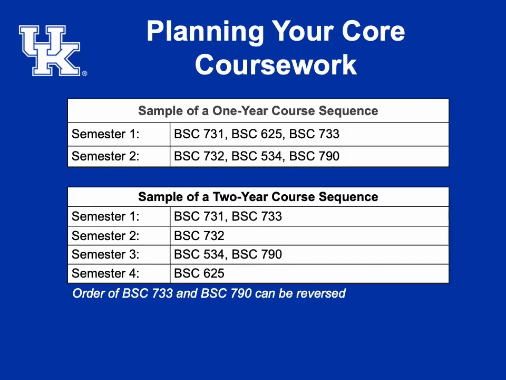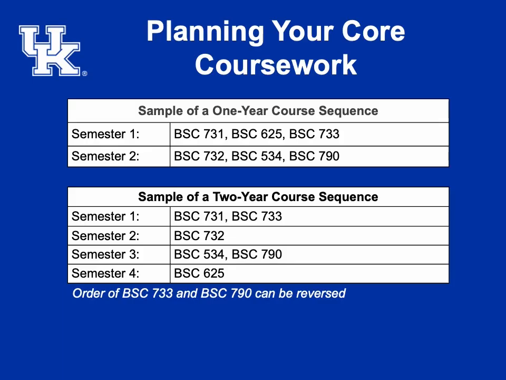You'll need to determine whether you want to complete the certificate in 1 year or 2 years. A 1-year plan is possible, but do note that it will be more time intensive than spreading out the courses across 2 years. But let's say you want to take a 1-year sequence to complete the certificate. In the first semester, we recommend that you take BSc 731, that's the methods course, BSc 625, which is biostatistics, and BSc 733, which is the seminar in clinical and translational science.